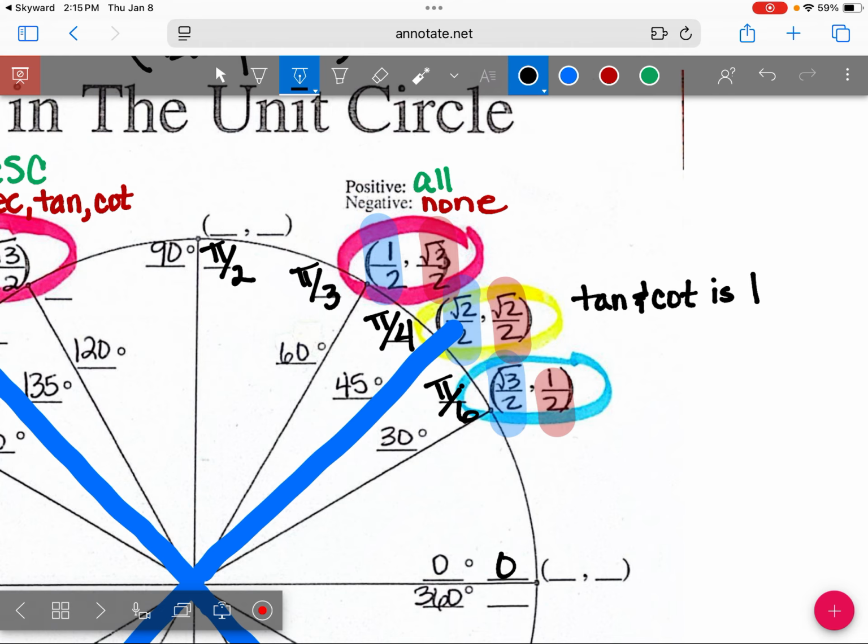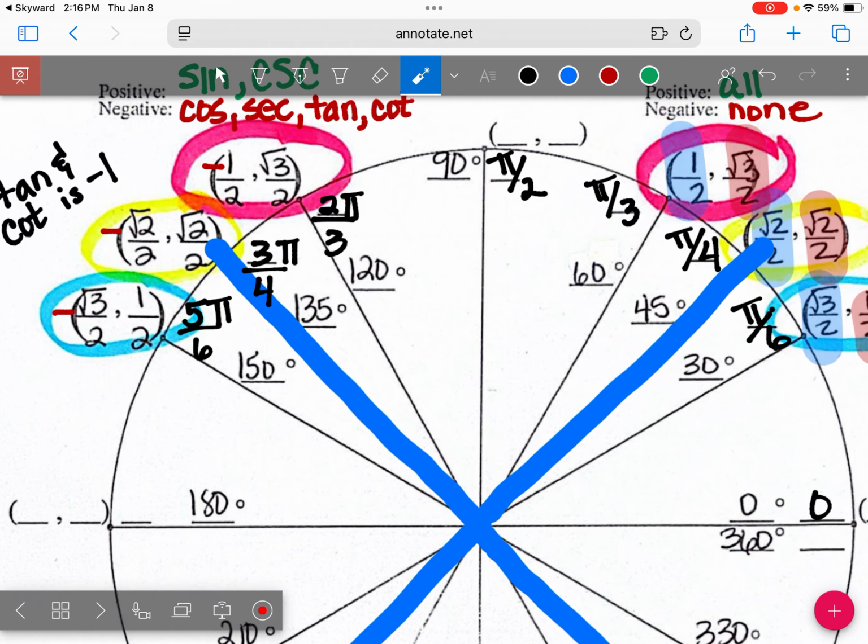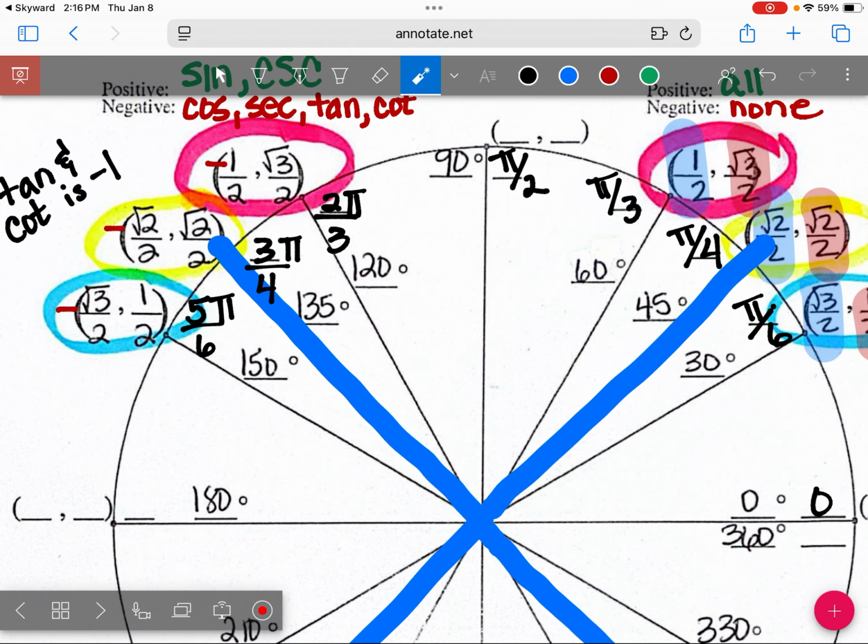Now, the second quadrant has a little bit of a pattern. So we're going to have 2 over 3, 3 over 4, 5 over 6. Go ahead and put the pi. So I just remember this is 2 over 3, 3 over 4, 5 over 6. And again, I have a little trick that I'm going to show you all tomorrow. We already know that 180 degrees is what? Pi.